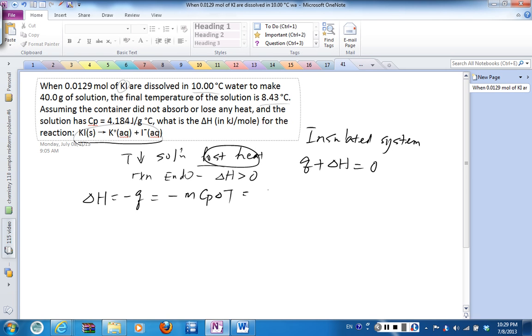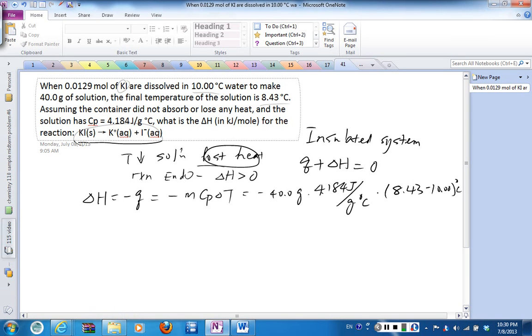Mass of the solution, 40 grams. Cp, 4.184 joules per gram degree Celsius. Delta T, 8.43 final temperature minus 10.00 initial temperature. Cancel, cancel, cancel. Joules left. Negative here. Well, this is a negative number, so we get a positive value, which is what we want. 263 joules.